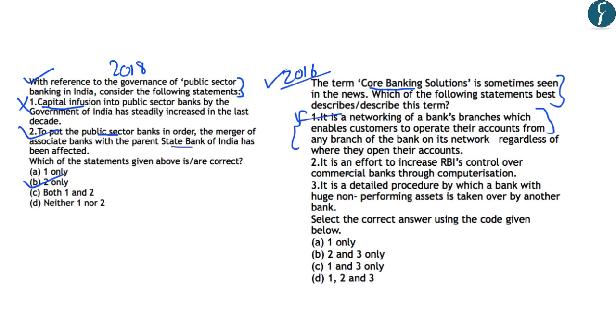However, the second statement, that it is an effort to increase RBI's control over the commercial banks through computerization, is incorrect. And thirdly, that it is a detailed procedure by which a bank with huge non-performing assets is taken over by another bank is also incorrect. Hence, the correct answer here was 1 only, that is A. So similarly, the objectives and aims of the mergers of public banks should be kept in mind. With this, let's move to the next article.